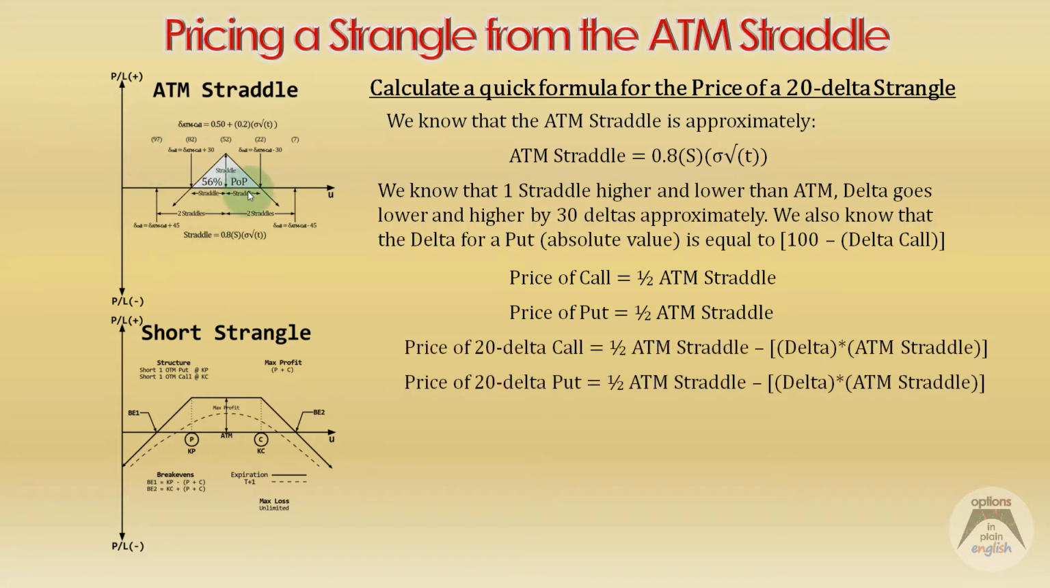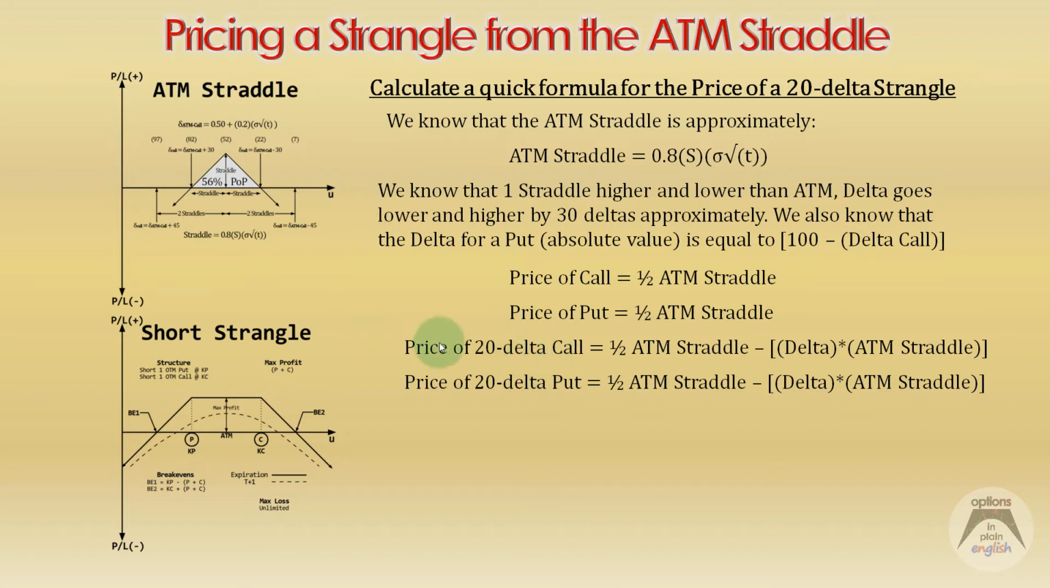Now, if we want to calculate the price of the 20 delta call, what should we do? We know that the call is 1/2 of the at the money straddle, and then the delta goes lower by a value of delta, because this is going to be going lower. Now we're calculating the price. Remember, when the underlying price changes and it moves based on the delta, you're going to be making money or losing money by the distance that it moved multiplied by the delta.